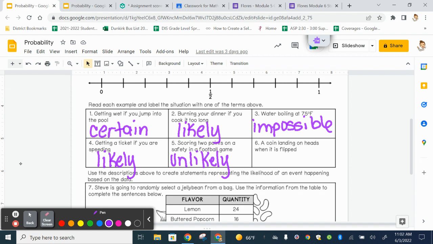A coin landing on heads when it's flipped. If you remember from the video, when you flip a coin, you have 2 options, and it's equally likely to be a heads or a tails. So that one would fall right in the middle, and we will call it equally likely. Make sure you write these down. If you need to pause, do so now.